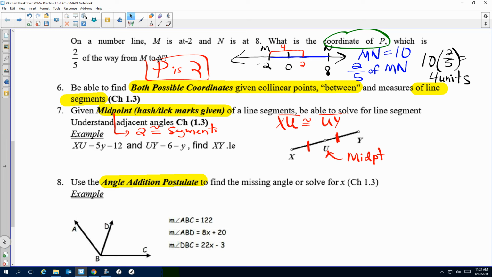Okay, so you would need to solve this by substituting the value for each segment. We have 5y minus 12 here. We have 6 minus y here for UY. So since we're going to have two congruent segments, basically XU is going to equal UY. So 5y minus 12 is going to equal 6 minus y.